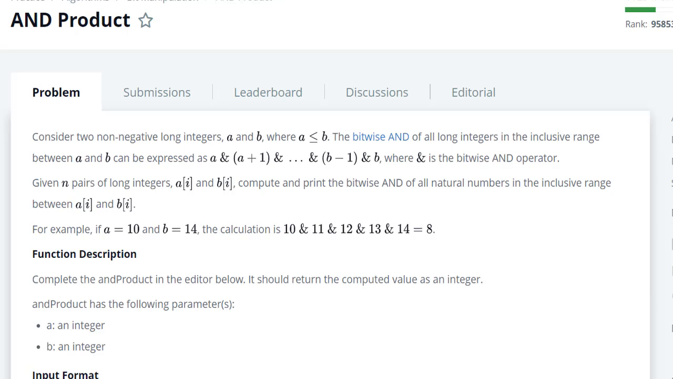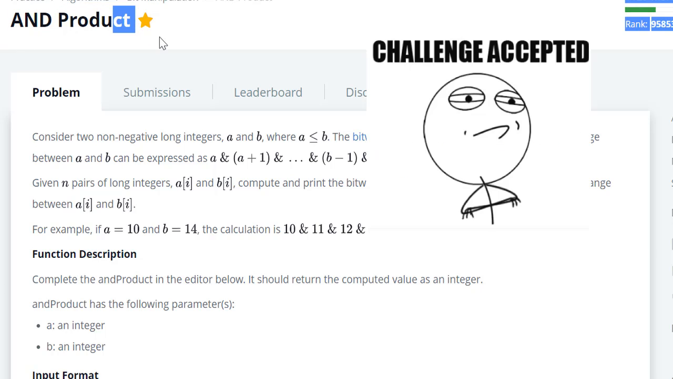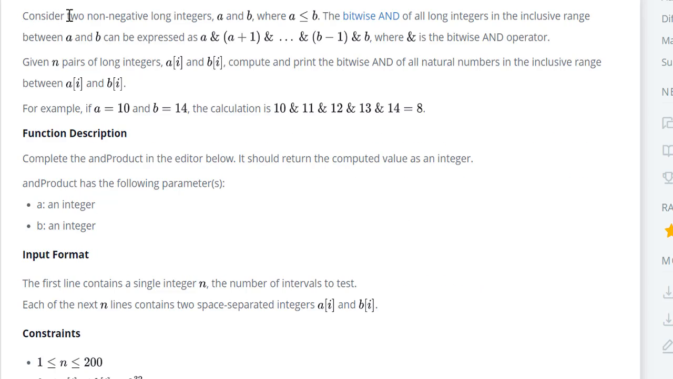Hello everybody, this is problem 123 again, and in today's video we are gonna solve this problem named AND Product from HackerRank. It says consider two non-negative long integers a and b, where a is less than or equal to b, and we have to compute the bitwise AND of all these numbers from a until b.